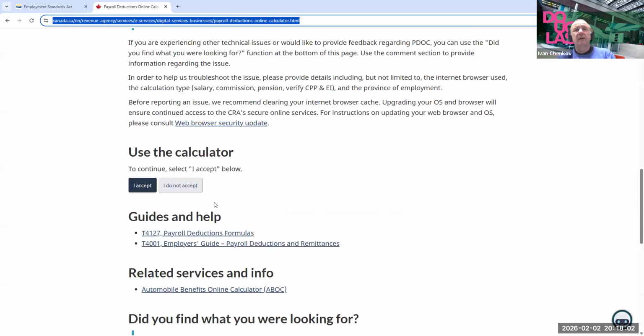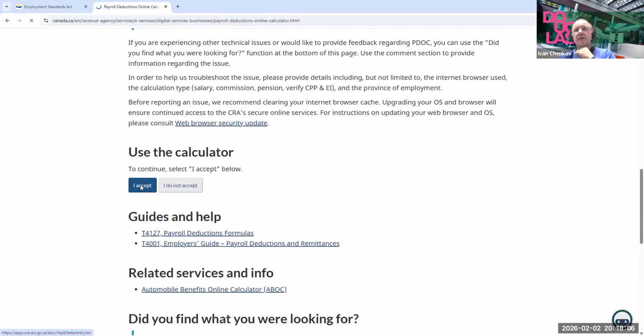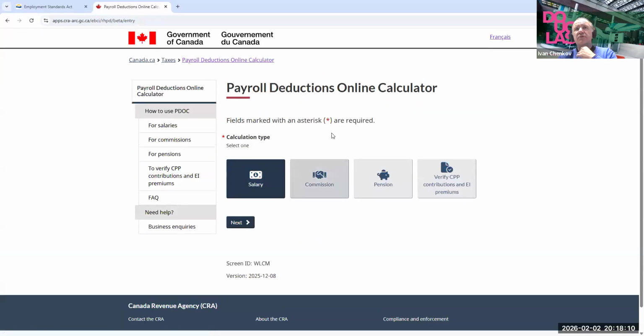Scroll down and when it says accept, accept it. I accept it. And then it's going to open a new page, where we're going to start the online calculator. We're going to pay this imaginary person a salary. And we're going to click next.